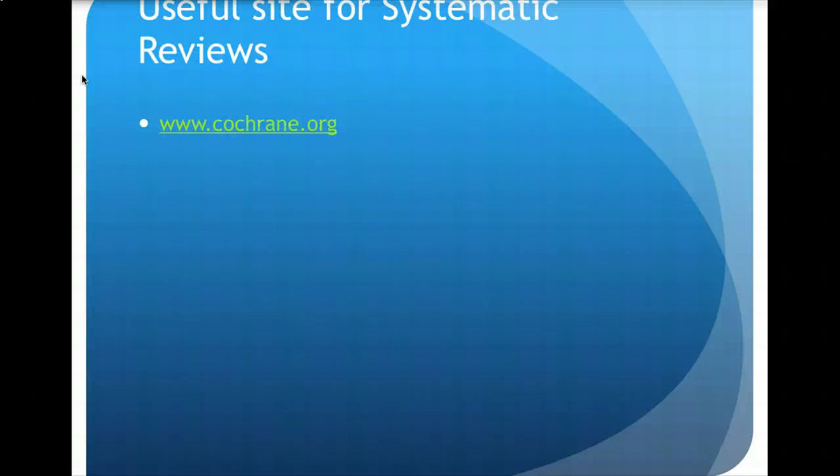So this is pretty much all that I have for now for systematic reviews. I wanted to provide you with one popular site that you will be using a lot for this module to complete systematic reviews and search for systematic reviews. Make note of this because it's going to become one of your best friends.